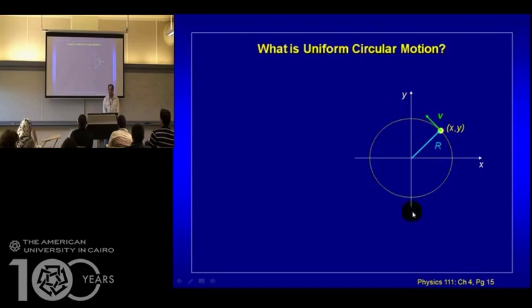If the velocity of the object, if the speed of the object is constant, we call that motion a uniform circular motion. A uniform circular motion, if the speed is constant.